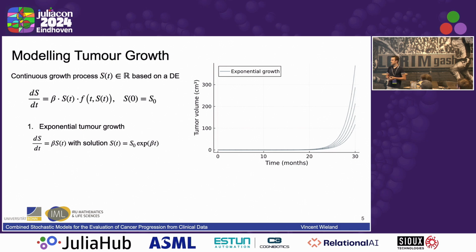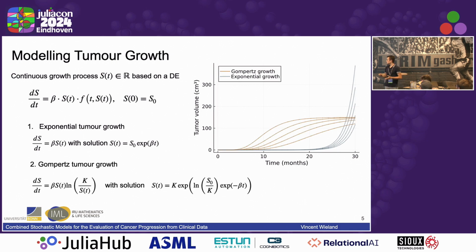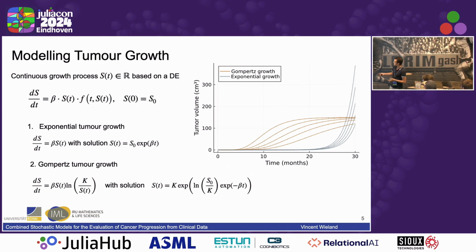It has a lot of limitations, but it's still quite valid if the cancer is in its early phase, over limited time frames, with no restriction on resources. But if there are restrictions on resources, we can use a second growth law. Gompertz tumor growth came up in the 60s and adds an additional function, the logarithm of the carrying capacity divided by the size of the tumor, to account for resources in the body being limited.